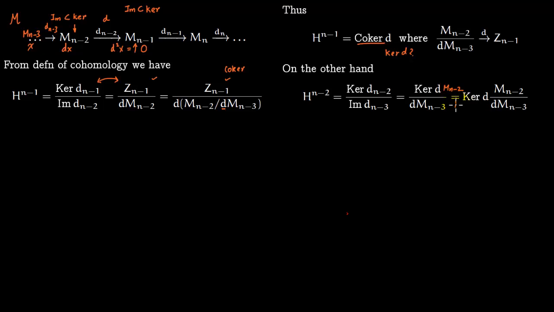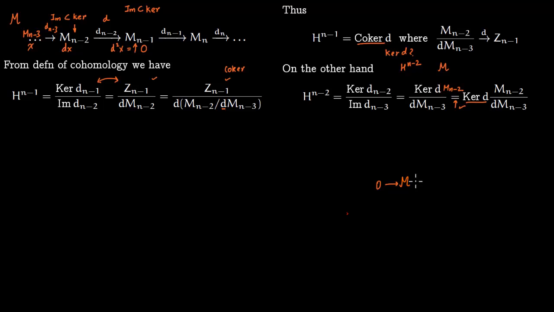So this makes sense. The kernel of this map, where d is acting on this, is H_{n-2}. So the kernel of d is H_{n-2}. The cokernel was this and the kernel is this. So this came from our chain complex M. Now consider a short exact sequence of chain complexes.